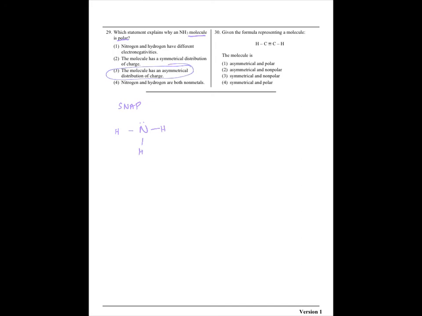All right, next and last but not least, we have number 30. Fast one, last one, guys. We got to do this really fast. Okay, given the formula representing a molecule, we have a triple bond in the middle. The molecule is symmetrical, and when it's symmetrical based on SNAP, it's nonpolar.